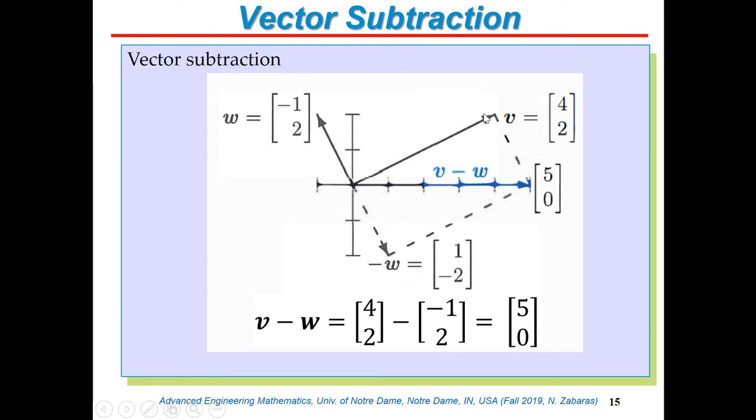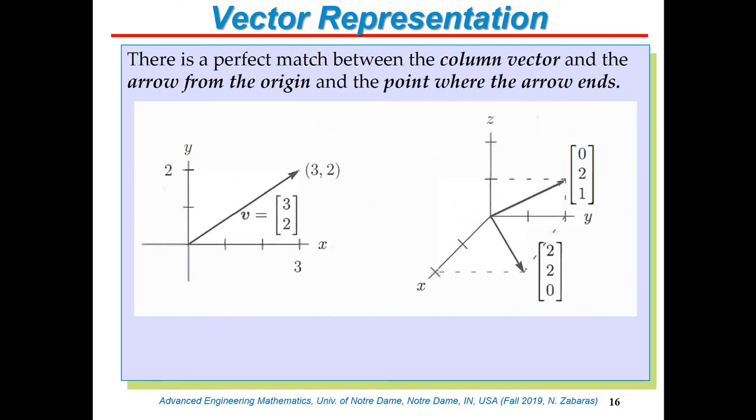And then you can simply add the vector V with the vector minus W that is going downwards like this, and you get the vector (5, 0), the way you will expect. All right, so this is the analogy basically with geometry.